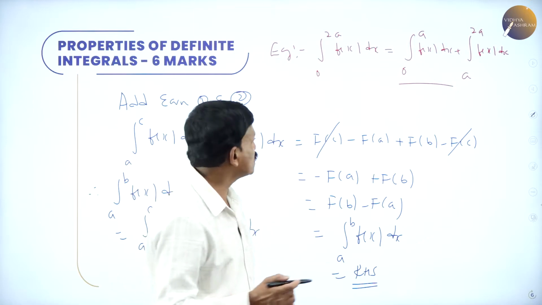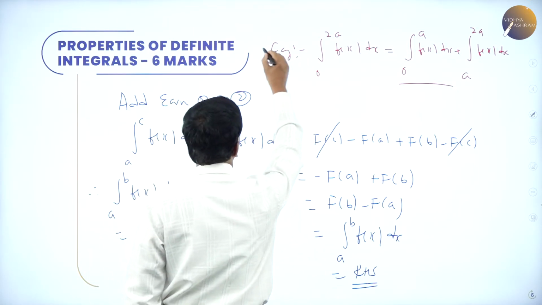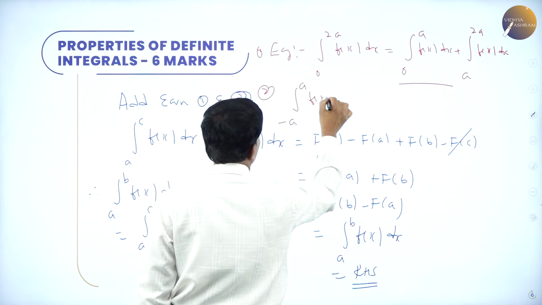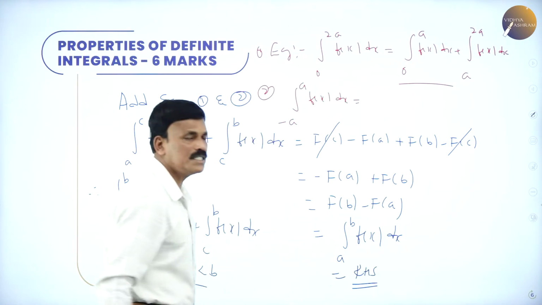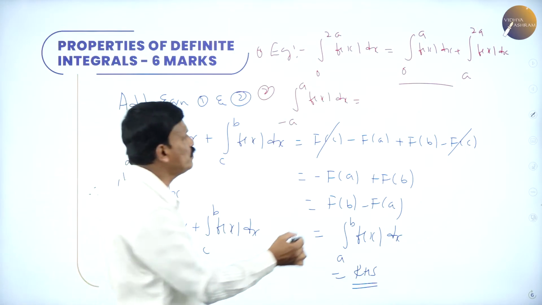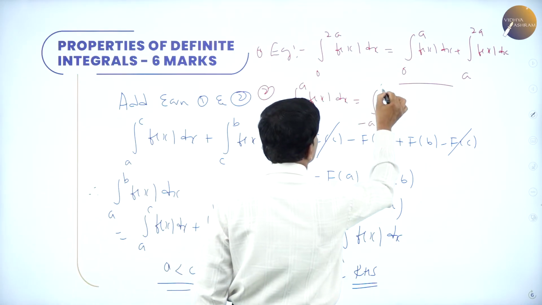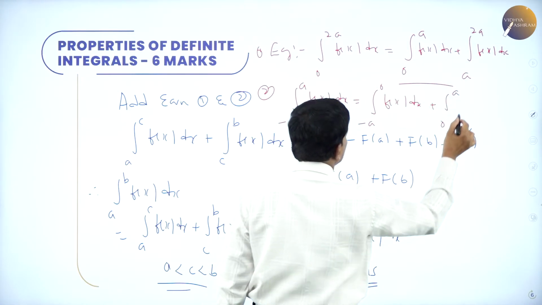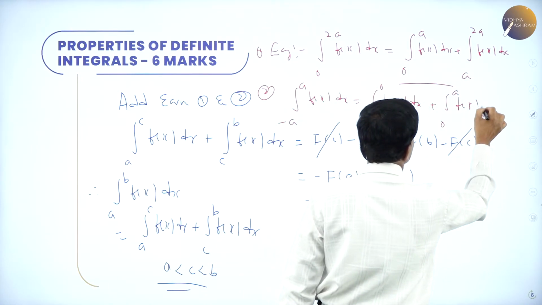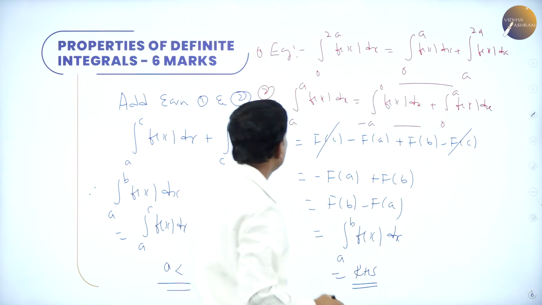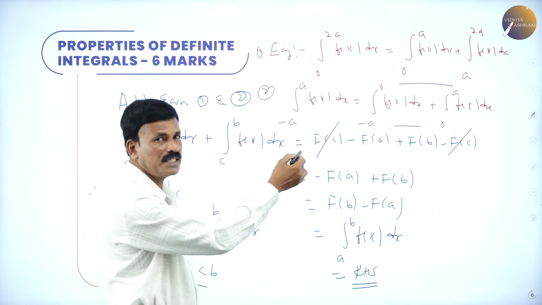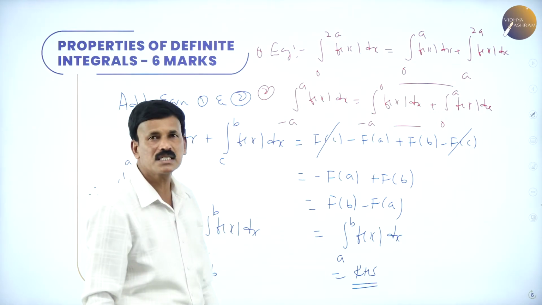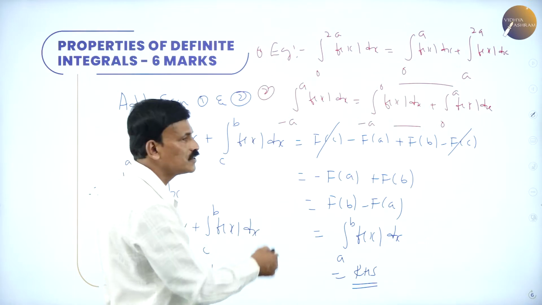If you want one more example, consider this: the integral from minus a to a of f of x dx can also be written as the integral from minus a to 0 of f of x dx plus the integral from 0 to a of f of x dx. This is another example for this property.